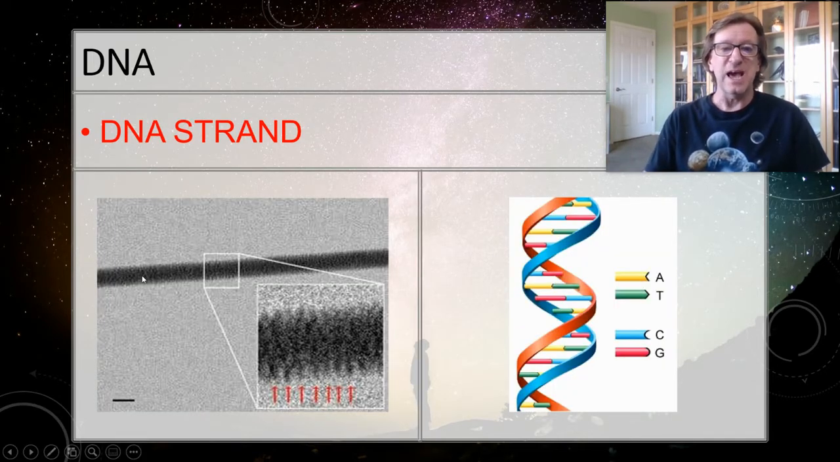So this is an actual strand of DNA. And this is one of the first electron microscope pictures that we've ever had of DNA. You can see the spiral structure going in there. And you see how the A's and the T's will bond and the C's and the G's will bond to their components over there.